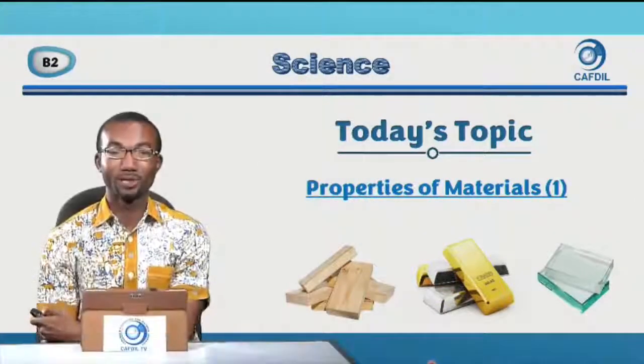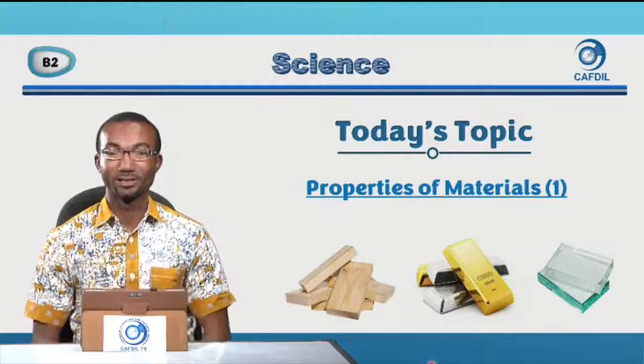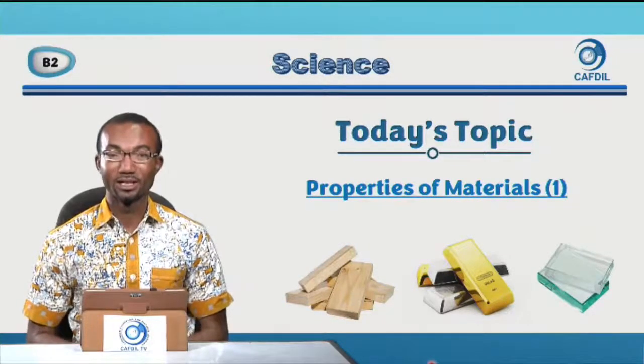Children, in our previous lesson, we looked at the basic structure of animals. Today, we are moving from animals to materials that surround us. There are a lot of objects around us. If you are in your classroom, if you take your chair, your table, your book, your blackboard or marker board, they are made of different materials. Today we are going to look at the properties of these materials. So children, the topic for today is on properties of materials.